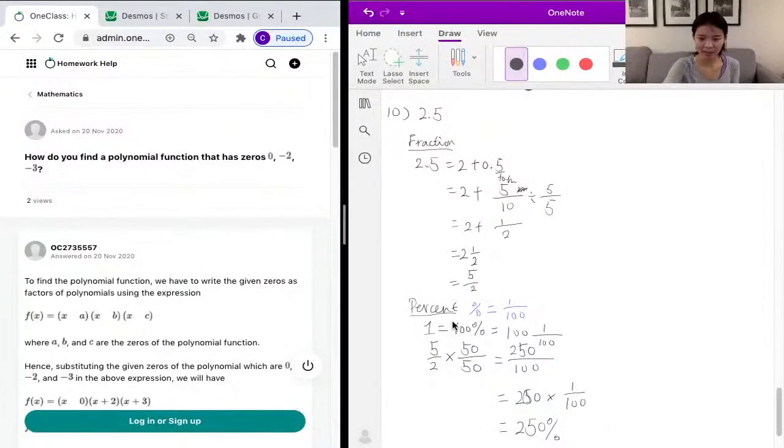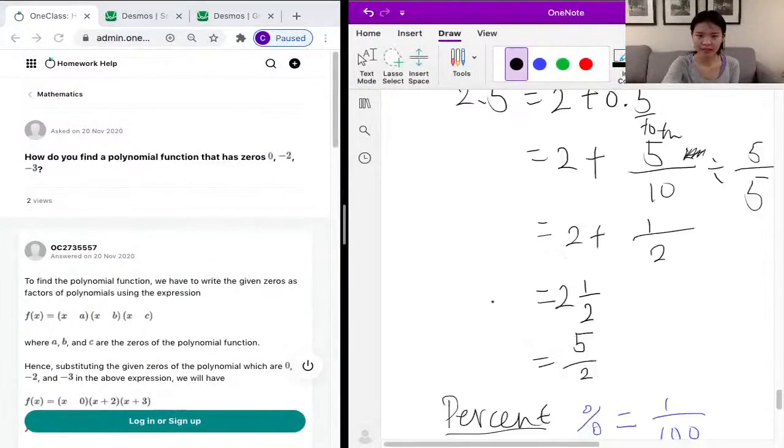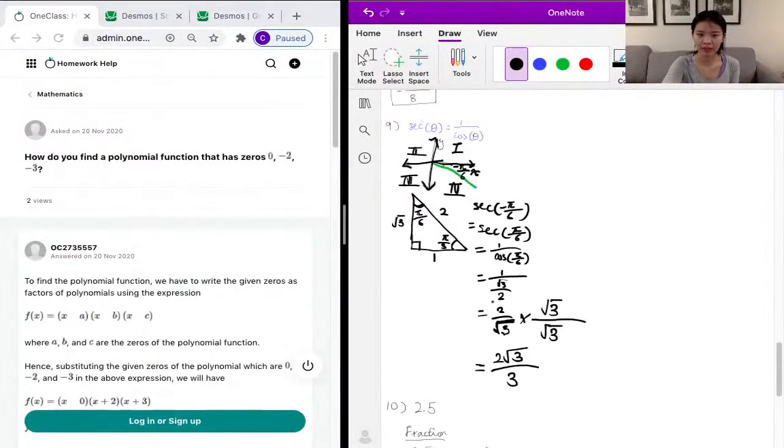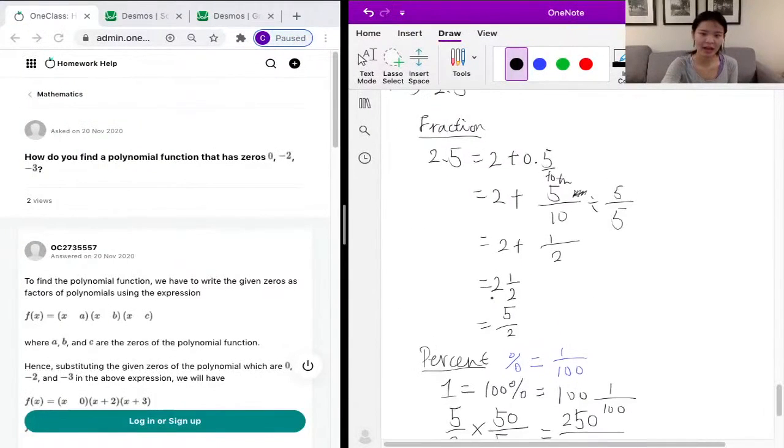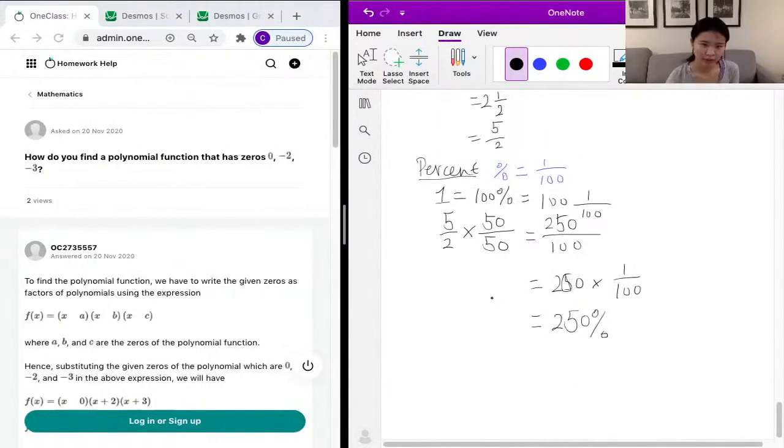Nice, we have another easy problem. The problem here just asks us how do we find the polynomial function that has zeros 0, -2, and -3.